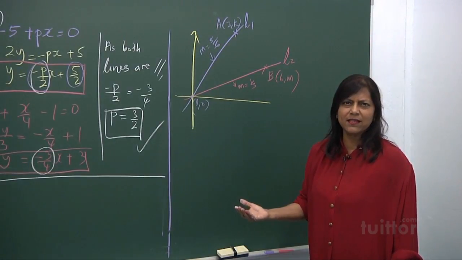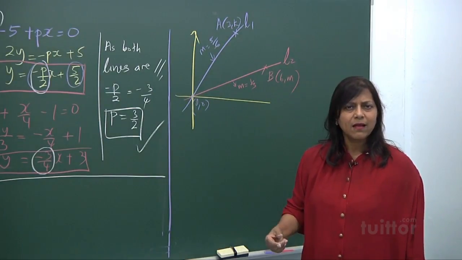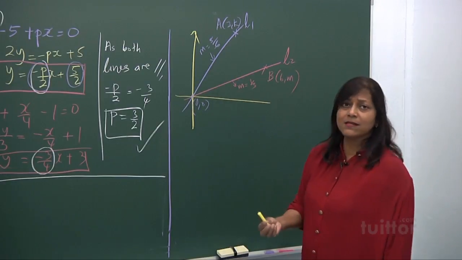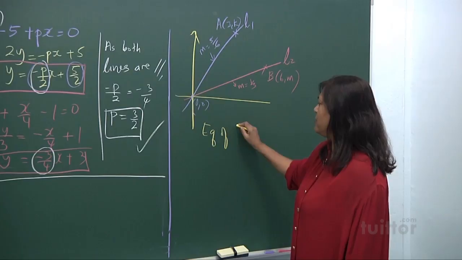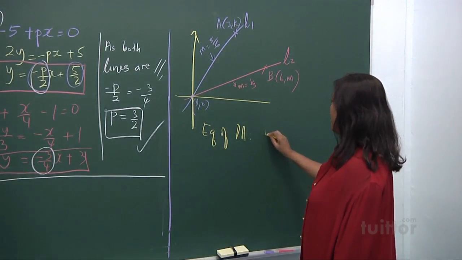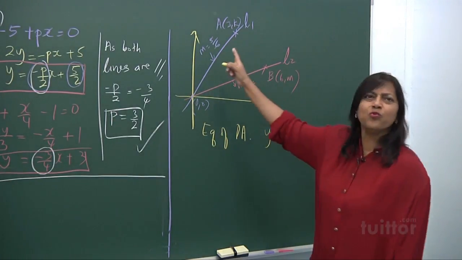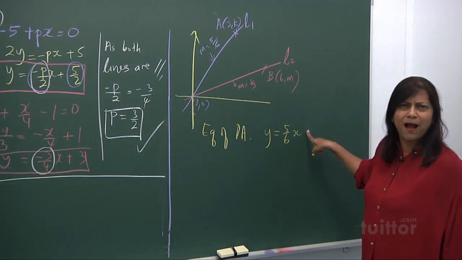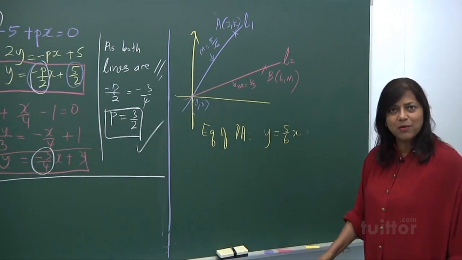Isn't it very easy? We know the gradient. What's the equation of a line? y = mx + c. And what is the m here? 5/6. So the equation of OA is y = 5/6 x. There's no c. It cuts at 0. Even if I put a 0, it does not play a part. Alright, you are moving along with me really well.